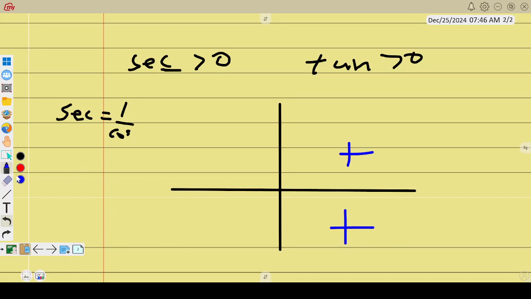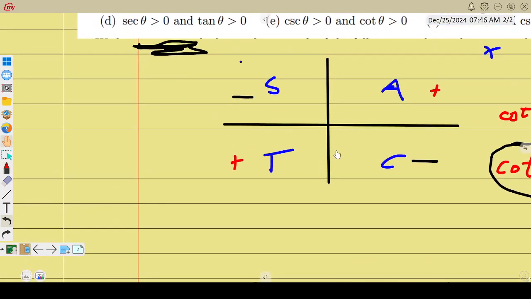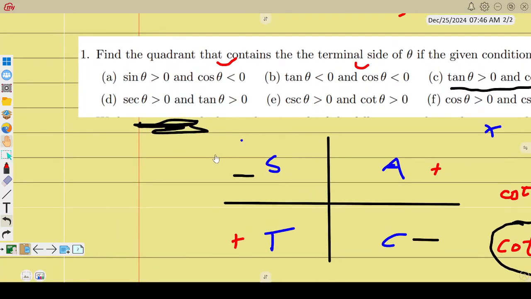What about tan? Where is tan positive? Greater than 0 meaning positive. So tan is positive here, all students take chemistry, and there. So you see we have two signs in the first quadrant. So the answer is quadrant 1. Alright, that was a baby question. I wish we started with this one. Let's go to the last one.